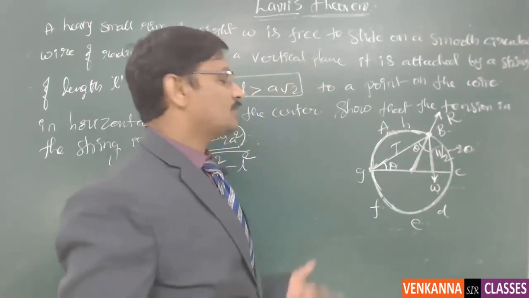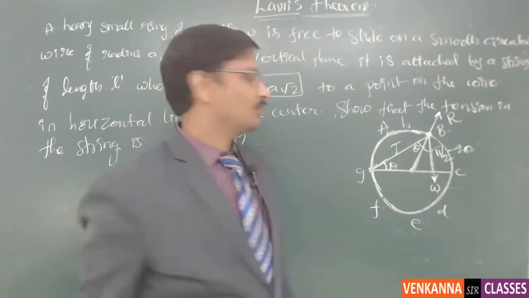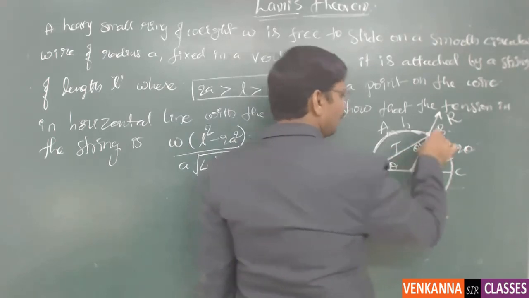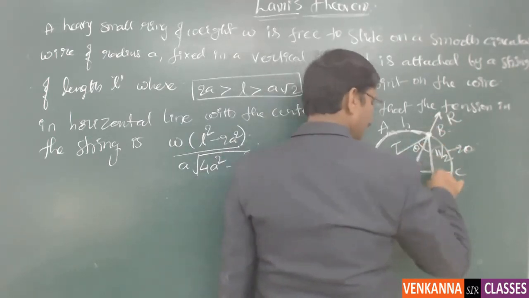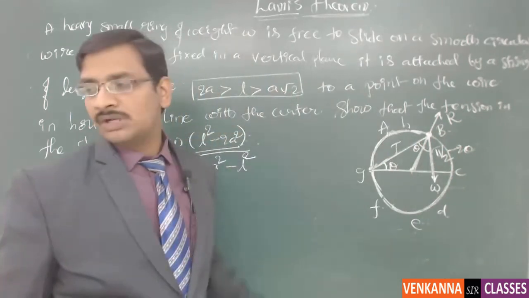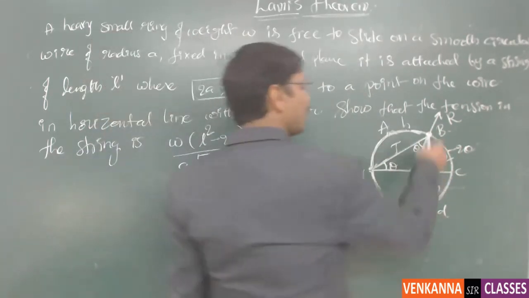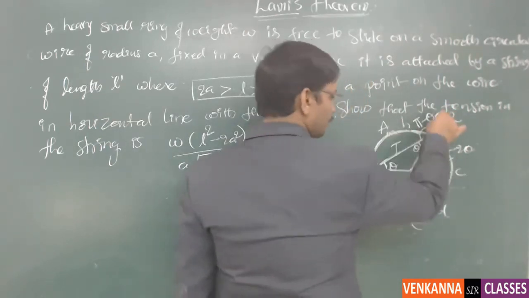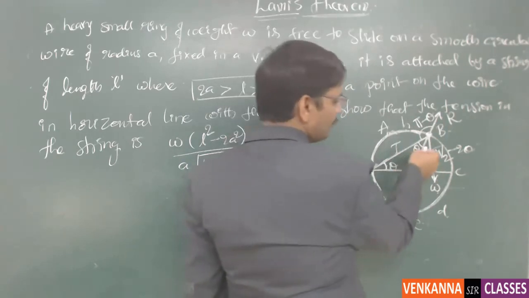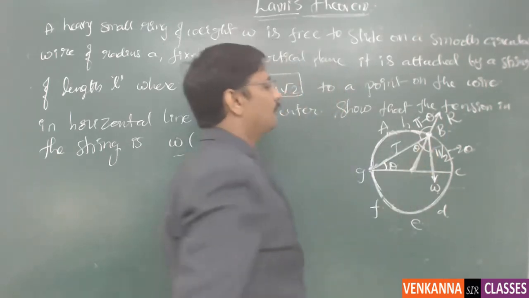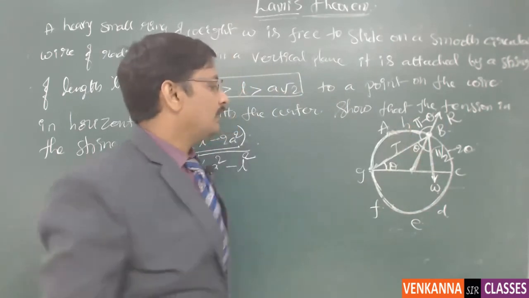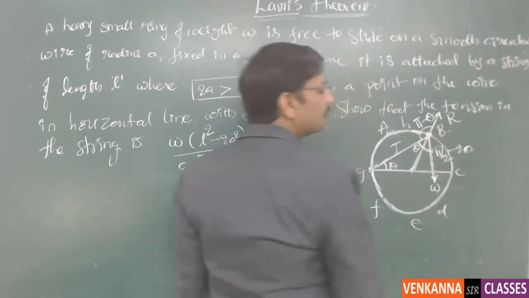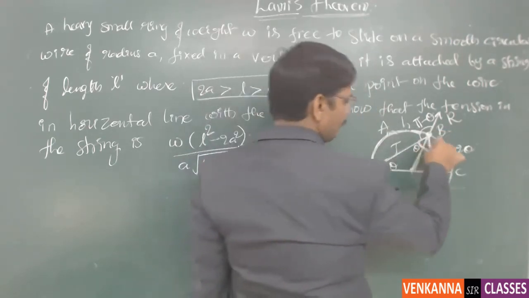Now as per Lami's theorem we need three different angles. So there are three different forces. One is the tension in this particular string, this is the reaction, and this is the weight. So between all the three forces, we need to identify three angles. So this angle is pi by 2 minus theta. Because this is a straight line, it will make 90 degrees, and from the straight line there is a theta left over. So this entire angle is pi by 2 minus theta.